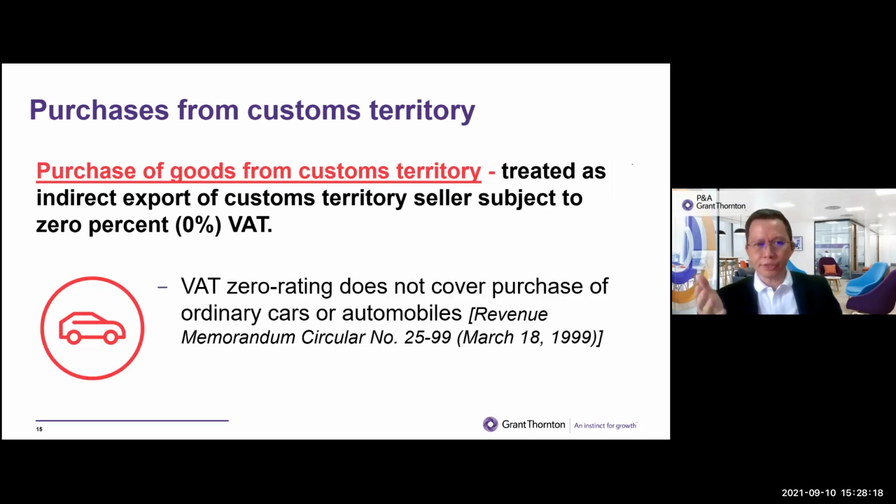But there are some exceptions. For example, if you are buying cars to be used for admin purposes, according to Revenue Memorandum Circular 25-99, issued on March 18, 1999, it should be subject to 12% VAT if you are buying this from Toyota, Mitsubishi, or other car distributors here in the Philippines.